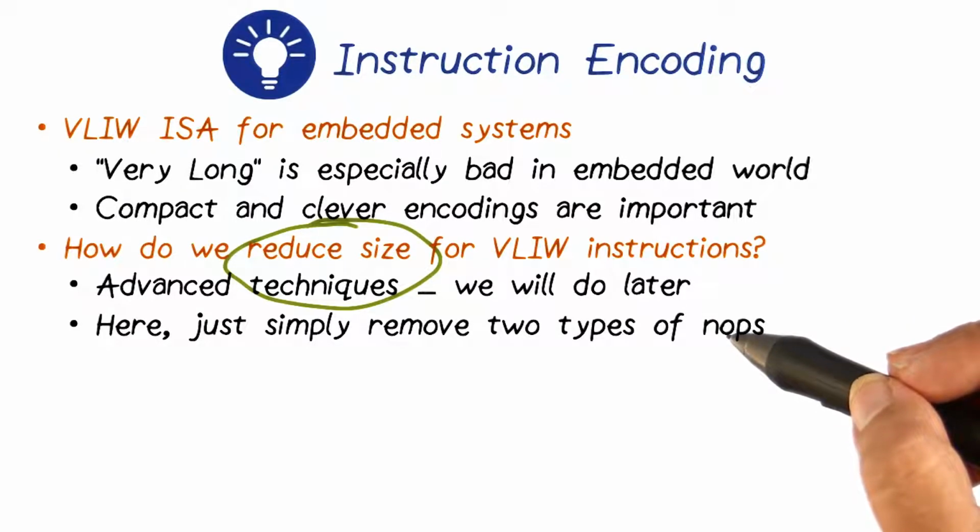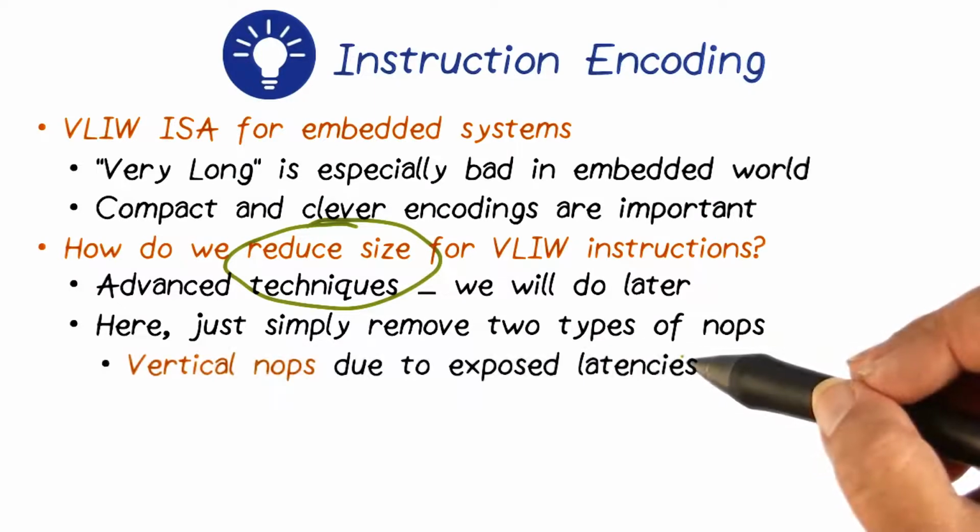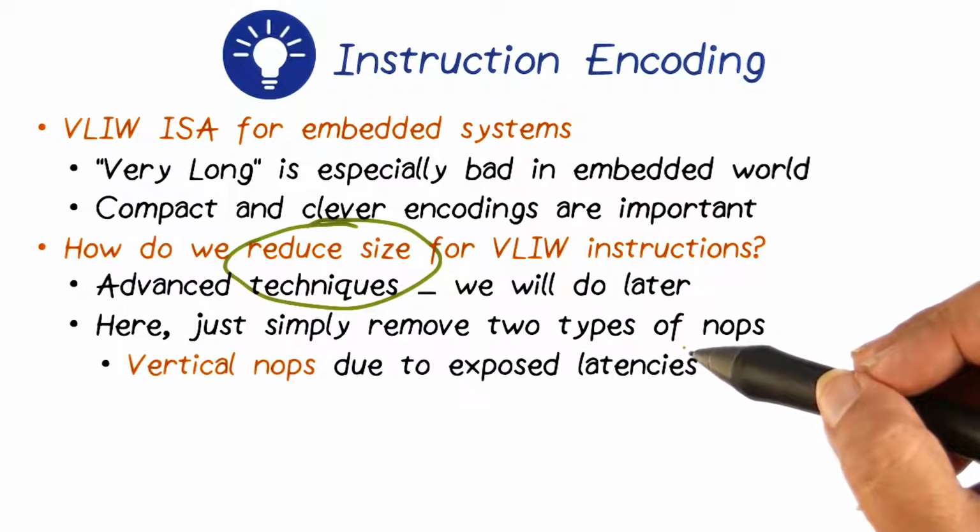And that is getting rid of those no-ops. So we had two types of no-ops. There are vertical no-ops due to exposed latencies. For example, because the result of a load instruction is not going to be available for the next 3 or 4 cycles, we are going to have to put multiple no-ops there.